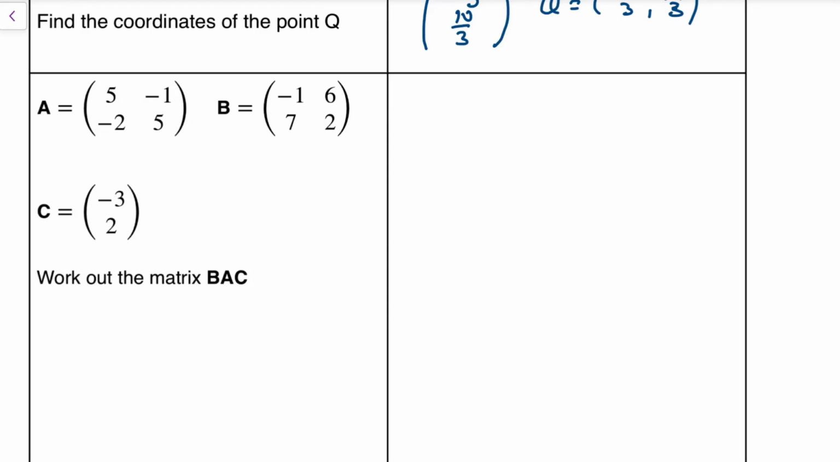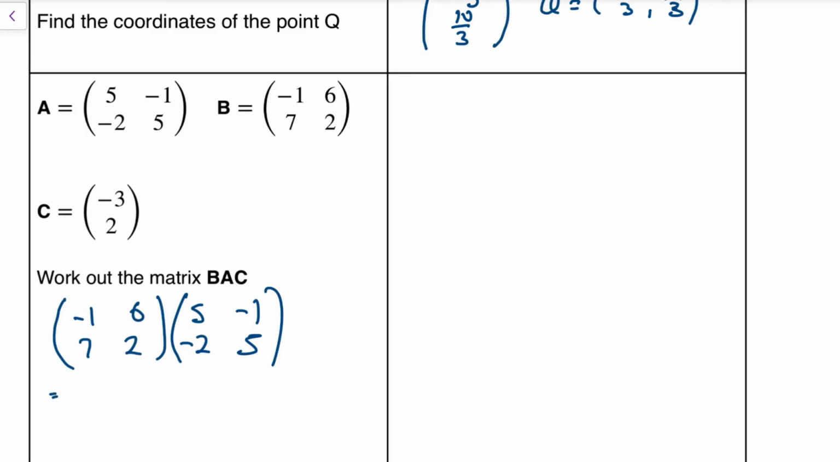Right, what do I have? Wow, okay, so work out the matrix BAC. You've got to be careful here. So you're not doing A times B, you're doing B times A. So let's write that down. So it's (minus 1, 6; 7, 2) times (5, minus 1; minus 2, 5). Important to write it down because it's quite hard to do back to front in your head.